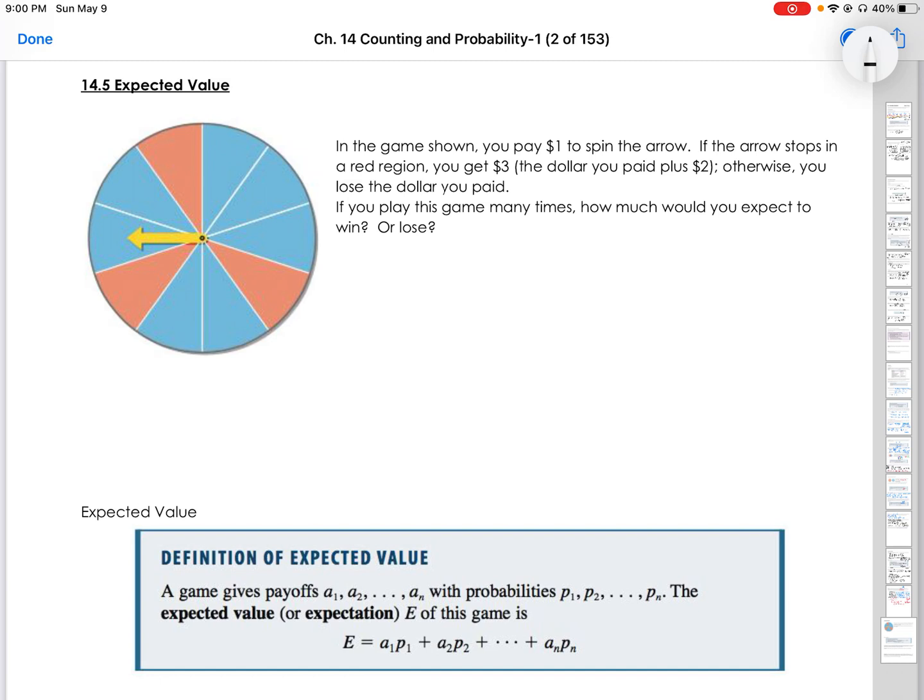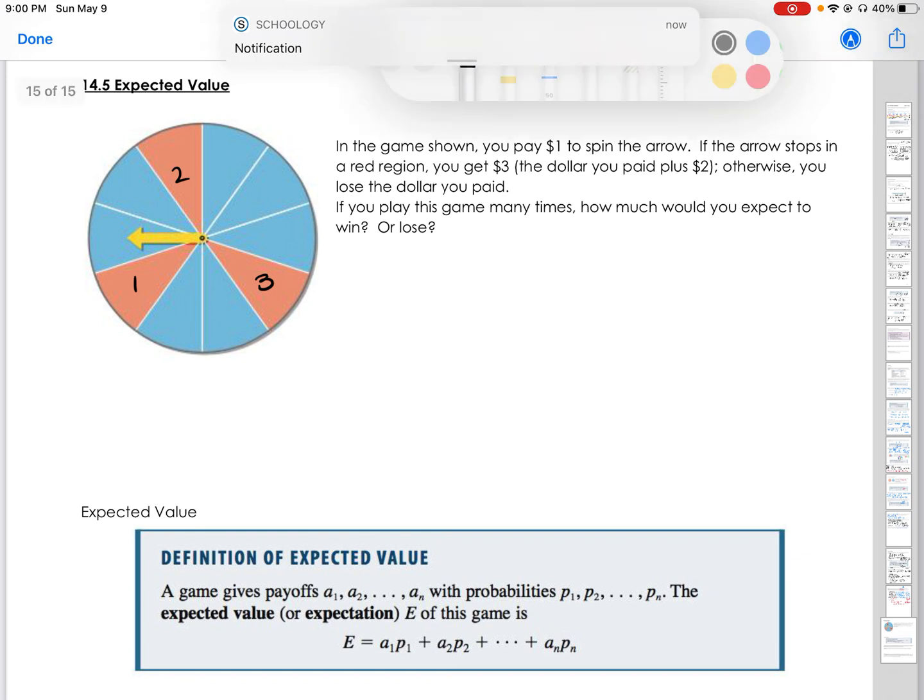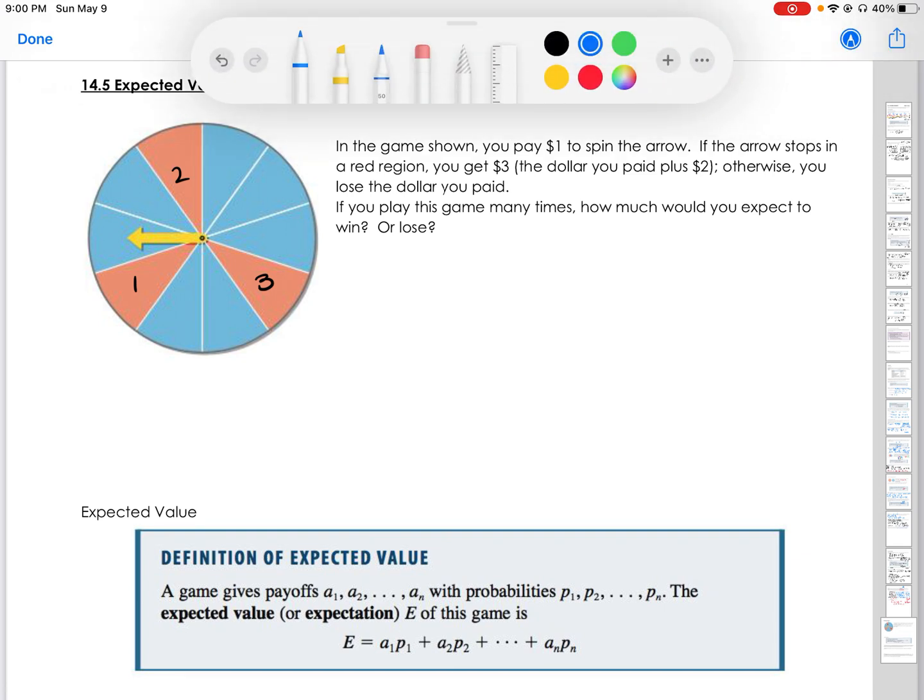Now, we see that there are 3 spaces with red, right? We have 1, 2, 3 spaces with red. But with blue, we have 1, 2, 3, 4, 5, 6, 7 spaces with blue. So what does this mean? Remember, with red, that's 3 out of 10 in total. With blue, we have a 7 out of 10 chance of spinning. So what we want to do is consider our options here.